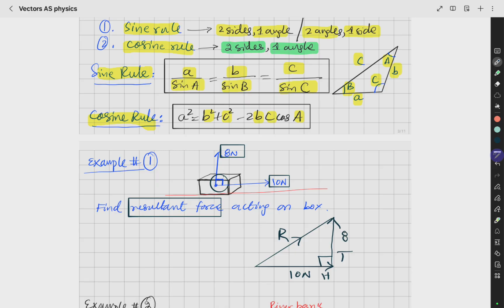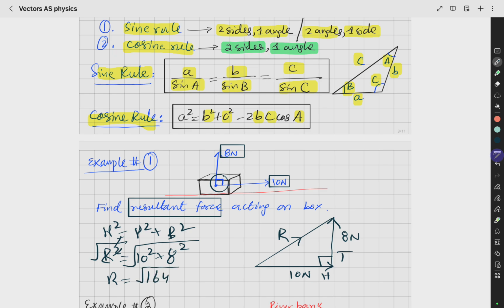So this is 8 Newton. So obviously you will say applying the Pythagoras theorem, hypotenuse squared is perpendicular squared plus base squared. So this is resultant R, which is equal to the square root of 10 squared plus 8 squared. Then you take the square root of it to get your answer. So this is square root of 164. So you can get your answer over here.